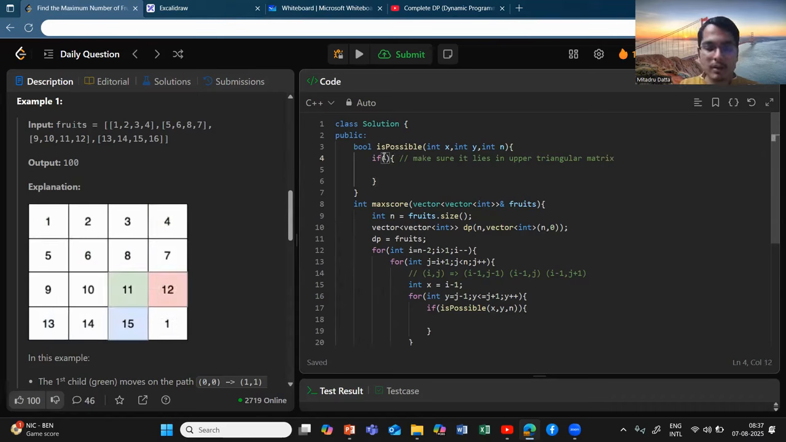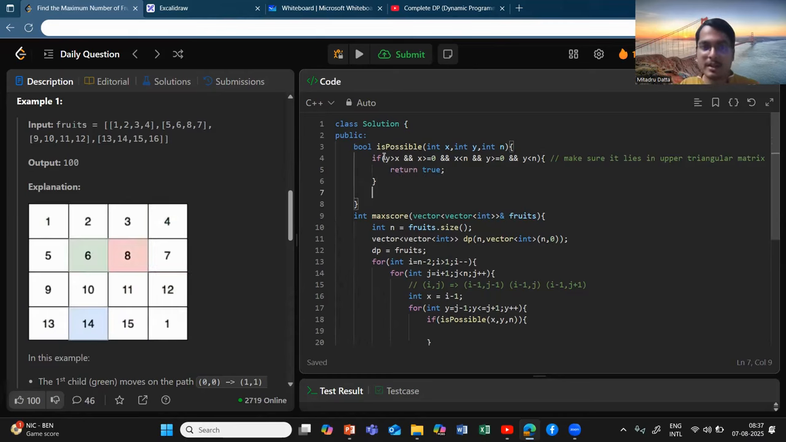So y needs to be greater than x here, first of all, not just greater than x, and they must also be within the grid. So x should be greater than or equal to 0, and x should be less than n, and y should be greater than or equal to 0, and y should also be less than n. If all of these criteria are satisfied simultaneously, then only we will return true, which means that it lies in the upper triangular matrix. Otherwise we will just return false.